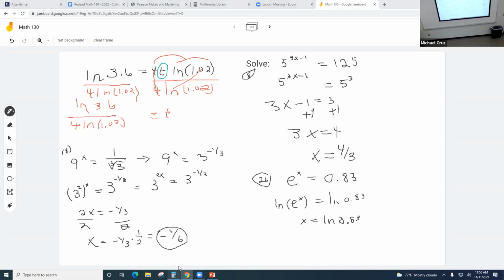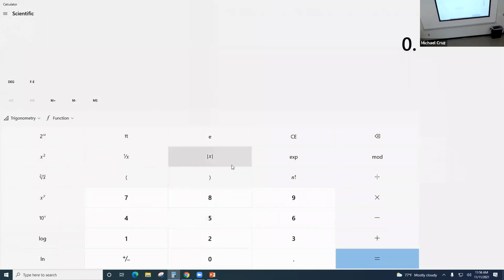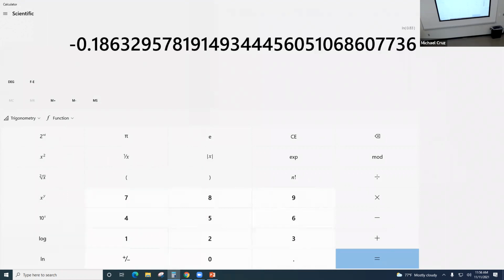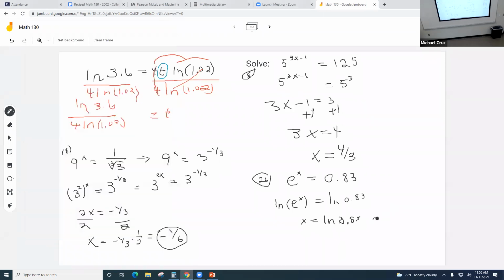And if you hit the calculator, you can see what that is. 0.83. Negative 0.186. So that's an approximation. Always watch what they're asking you to round off to.